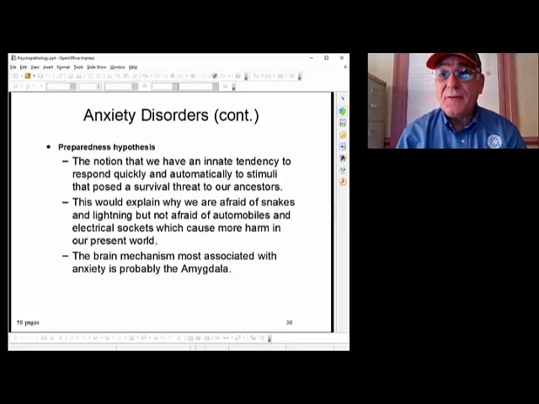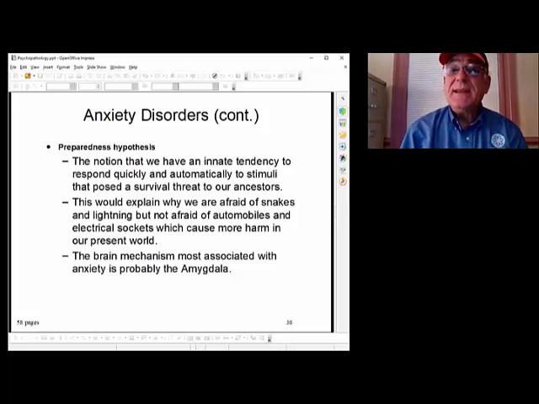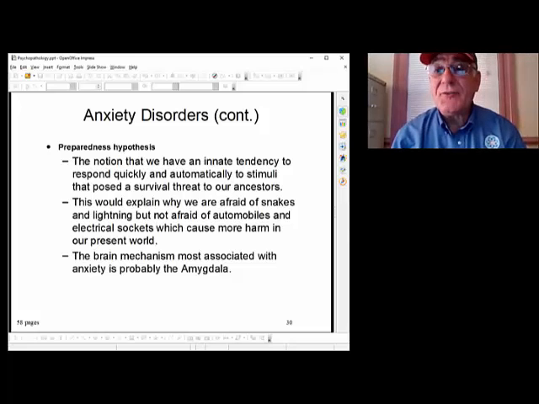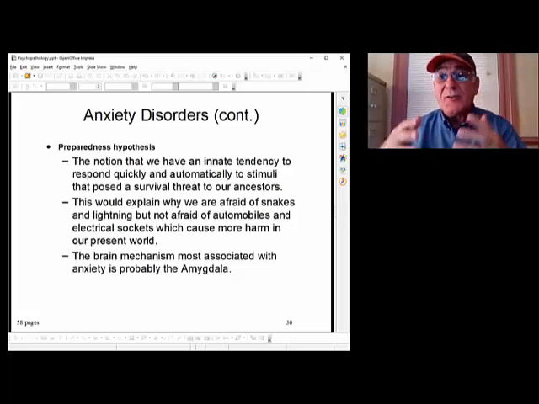Those people who are fearful of snakes stayed away from them. They lived long enough to have children who are also fearful of snakes. And that's what would explain why we're afraid of snakes and lightning, but not afraid of automobiles and electrical sockets, which actually cause more harm in our society right now than lightning and snakes do.